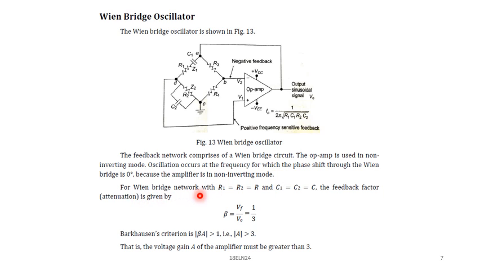Now for a Wien-Bridge network, for the balancing condition, I would consider R1 is equal to R2 is equal to R, and C1 is equal to C2 is equal to C. Then the feedback factor is given by, the general equation is, beta is equal to Vf by V0, and here we write it as 1 by 3. And the Barkhausen criterion is that the magnitude of beta into A is greater than 1, that is, magnitude of A is greater than 3 here, because beta is taken as 1 by 3, and if I substitute in this, I get magnitude of A is greater than 3. So this is one condition.